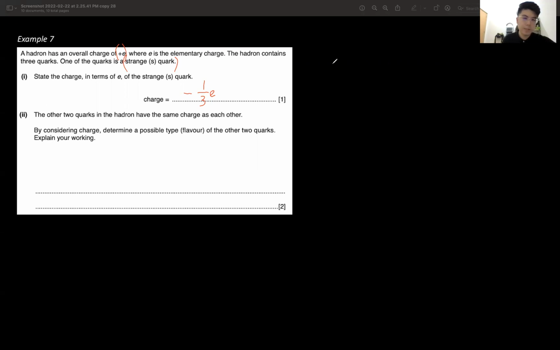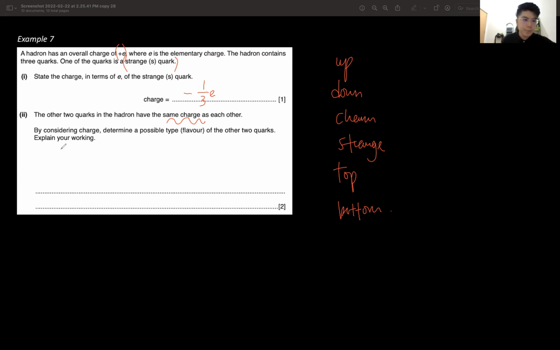Okay, let me write this down again at the side. Up, down, charm, strange, top, bottom. Number 2, the other 2 quarks in the hadron have the same charge. By considering charge, determine a possible type of the other 2 quarks. So you want to find what the other 2 are.